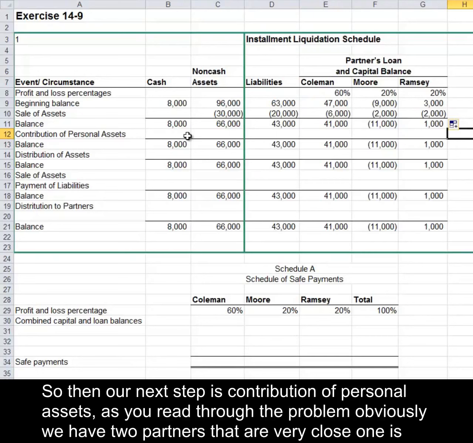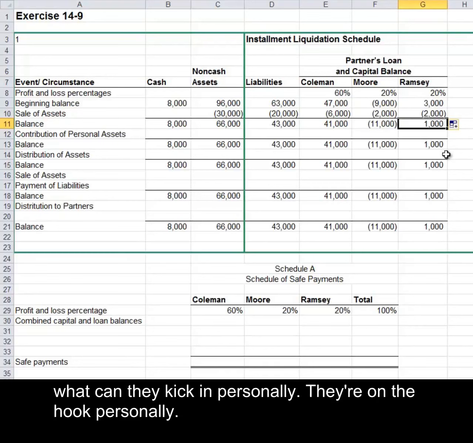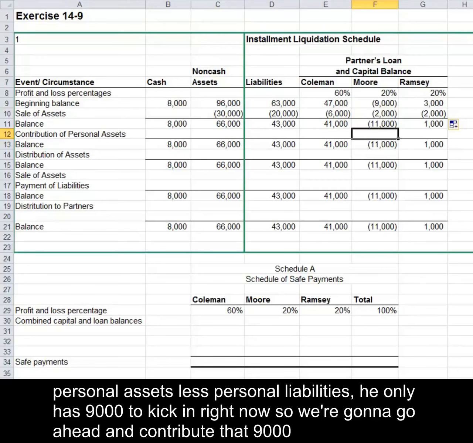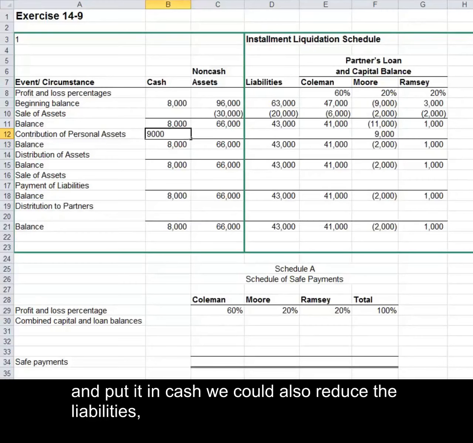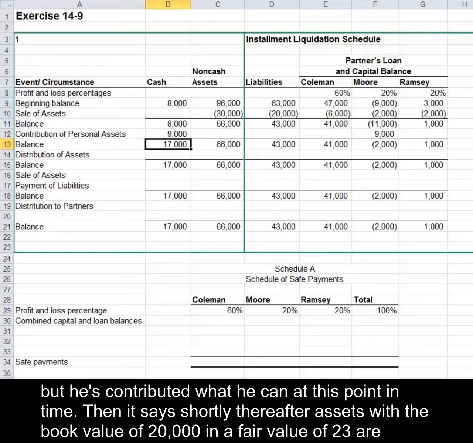So then our next step is contribution of personal assets. As you read in the problem, obviously we have two partners that are very close. One is in deficit and one is very close to deficit. So we have to look at the potential of what they can kick in personally. They're on the hook personally. Well, Moore is the one especially that we need to get to a zero balance. Right now he owes the partnership. Well, if we look at Moore, his personal assets less personal liabilities, he only has $9,000 to kick in right now. So we're going to go ahead and contribute that $9,000 and put it in cash. We could also reduce the liabilities, but we'll put it in there for now. And he's still negative. The other partners may potentially have to kick in for him, but he's contributed what he can at this point in time.